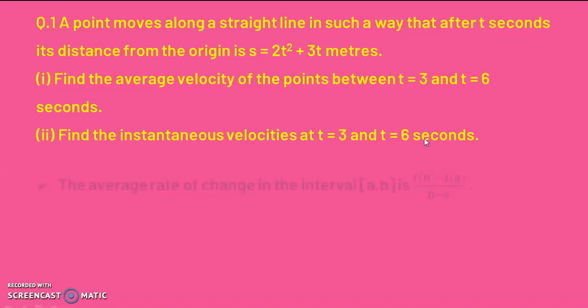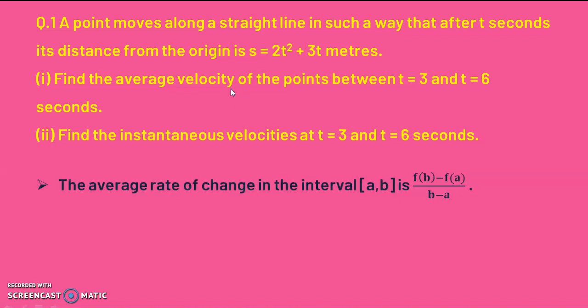To find the average velocity of the point between t equals a and t equals b seconds, we have the formula f of b minus f of a divided by b minus a. Here a is 3 and b is 6. First we have to find f of a, that is f of 3, and f of b, that is f of 6, and then substitute those values in this formula.